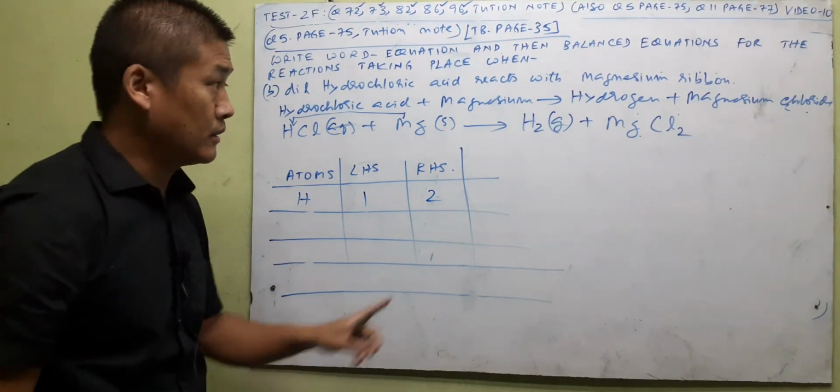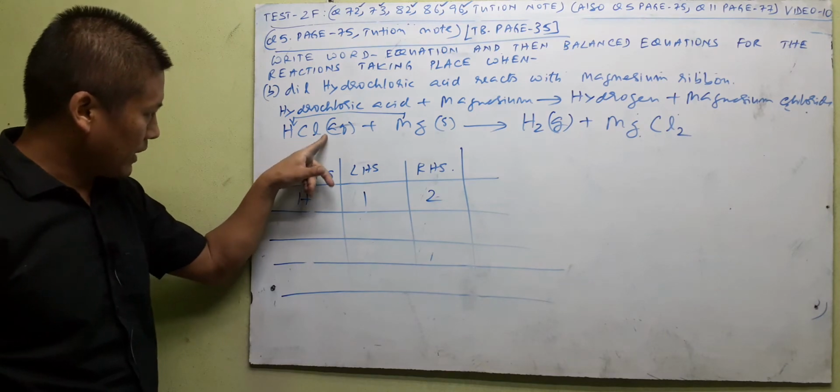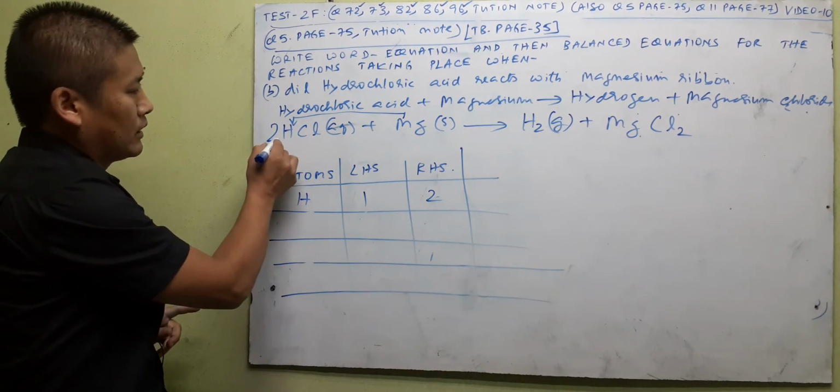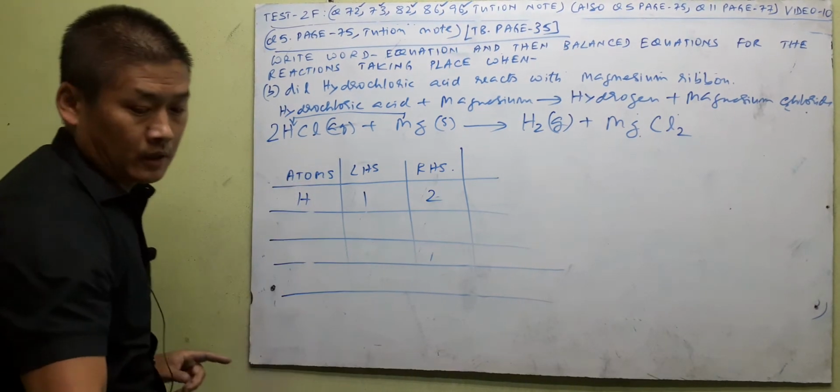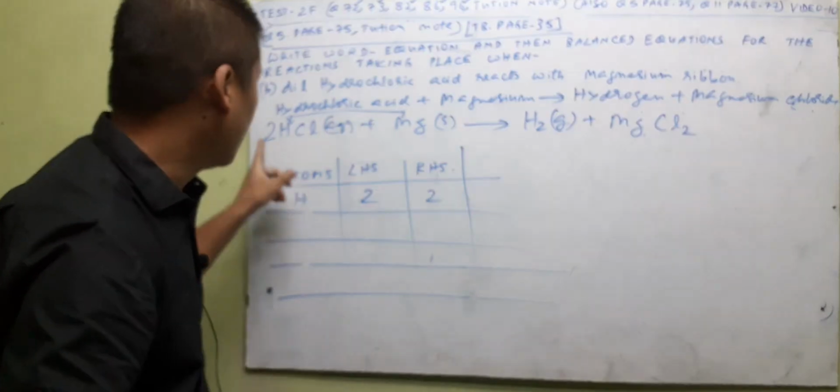So it's not balanced. To make it equal, we are not allowed to change anything in between, at the back, or right in front. So to make it equal, I write here 2H, and I rub it out with my eraser. Now it's equal, 2 on the left side.